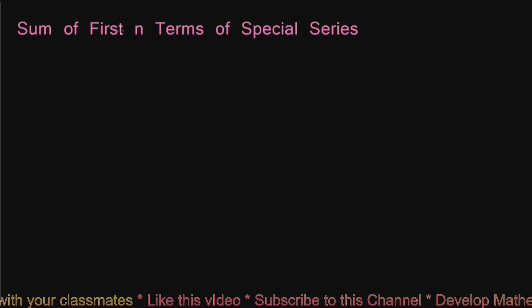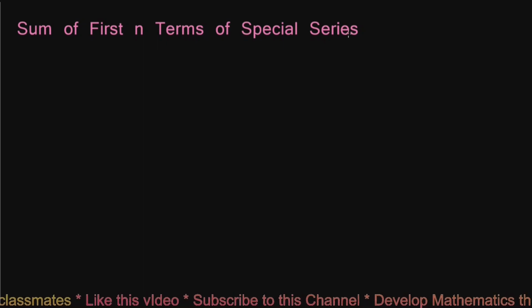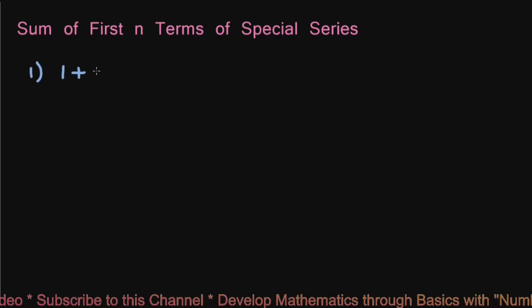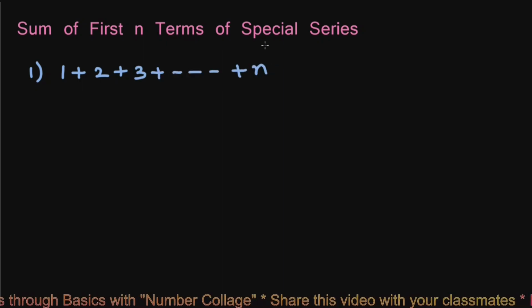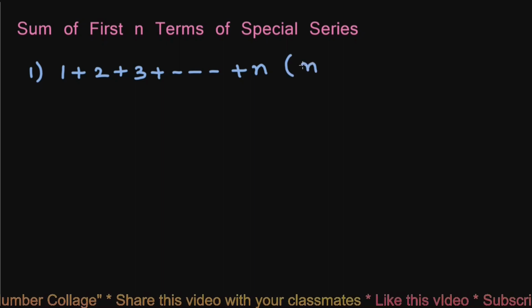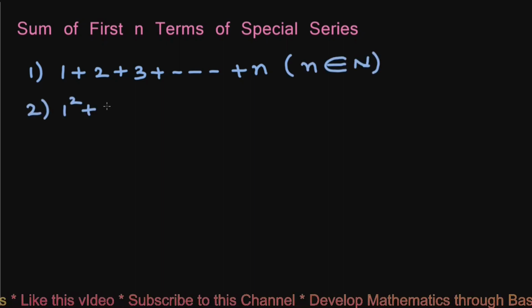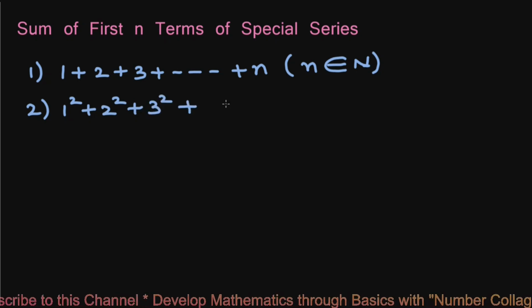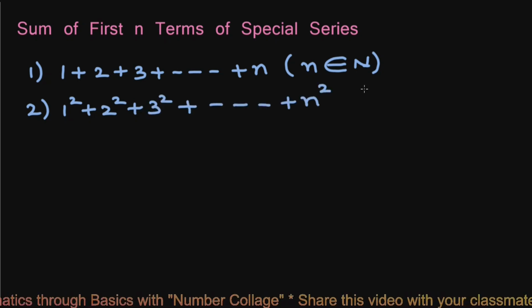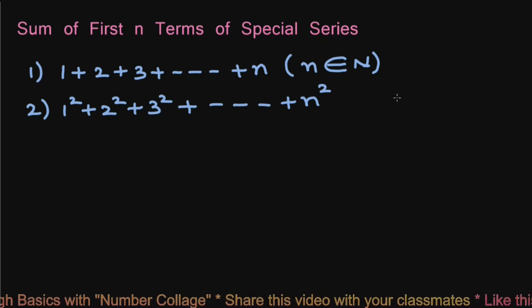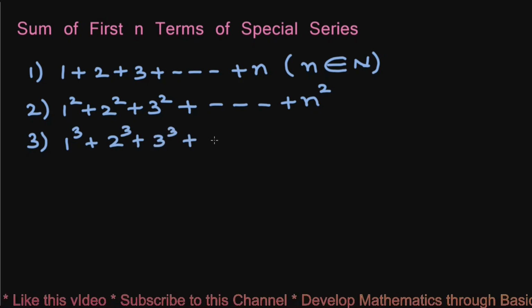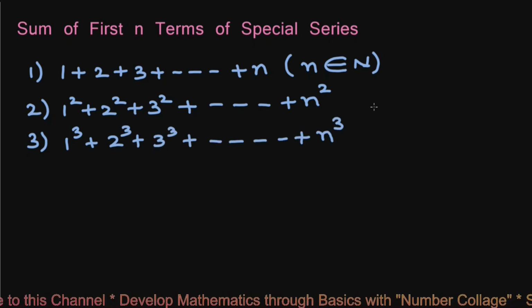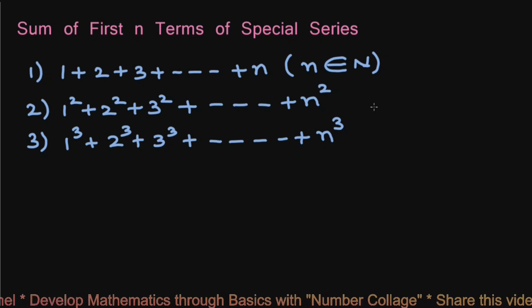In this video, we are going to talk about the sum of the first n terms of some special series. First among them is 1 plus 2 plus 3 plus so and so forth plus n. So this is the sum of the first n natural numbers. The next is 1 squared plus 2 squared plus 3 squared plus so and so forth plus n squared, which is the sum of squares of the first n natural numbers. Third is 1 cube plus 2 cube plus 3 cube plus so and so forth plus n cube, which is the sum of cubes of the first n natural numbers.